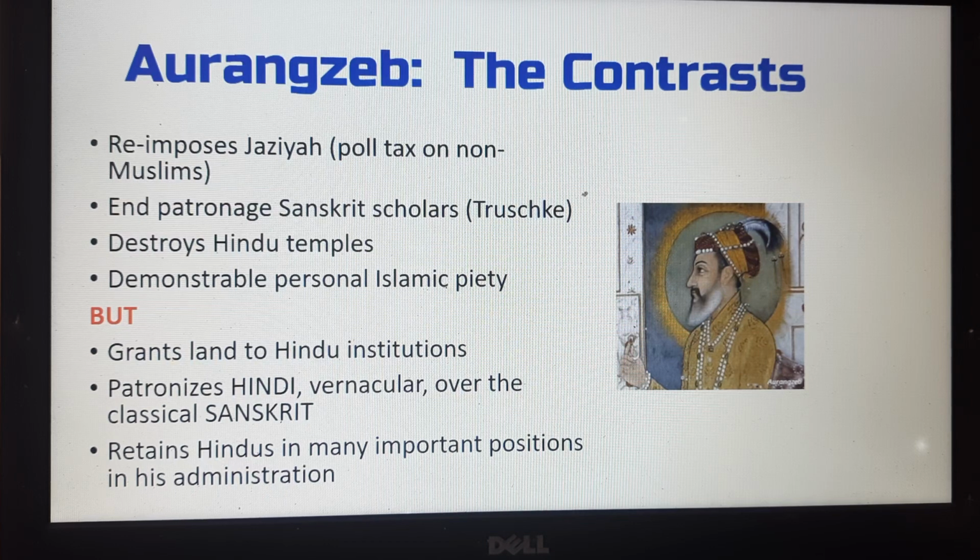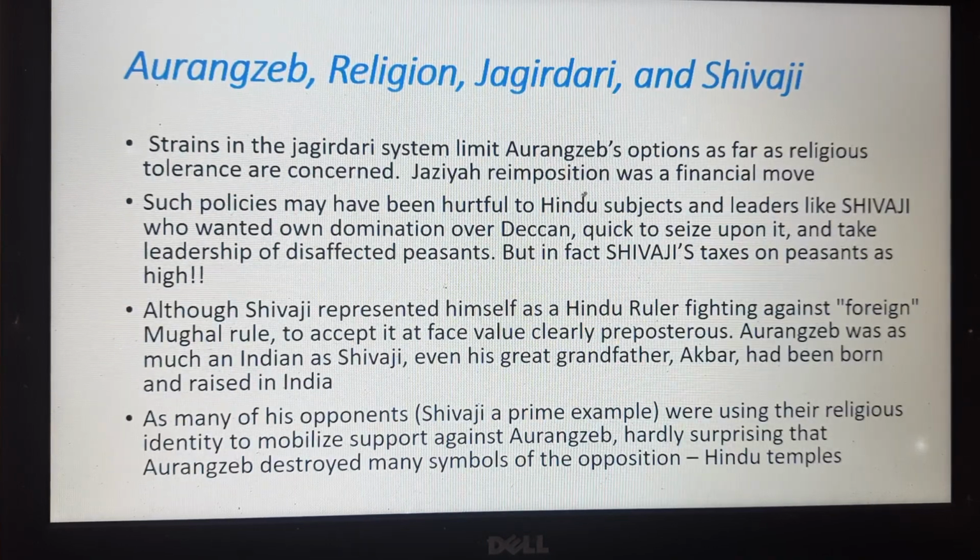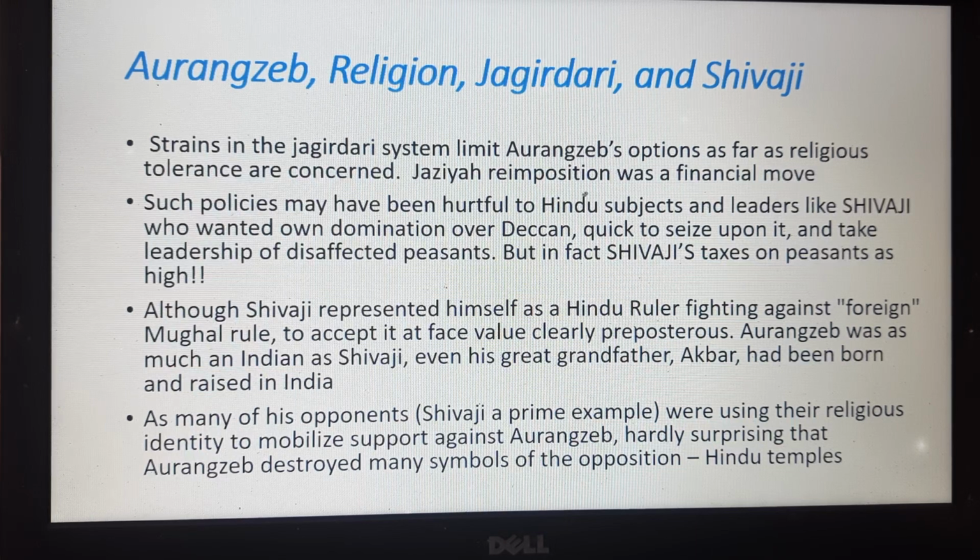Aurangzeb, religion, Jagirdari, and Shivaji. Strains in the Jagirdari system limited Aurangzeb's options as far as religious tolerance was concerned. Jizya reimposition was a financial move.